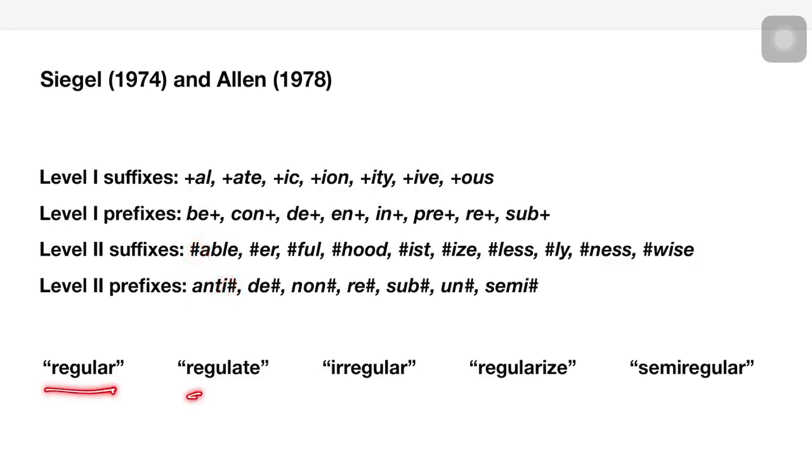The words regular and regulate have level 1 suffixes, -ar and -ate. Note that -ar is an alteration of -al because of the dissimilation phenomenon in phonology. The words irregular and semi-regular both have prefixes belonging to different levels. The word irregularize contains a level 2 suffix. What we can further observe from the examples is that those with level 2 affixes have their affixes added to words, unlike in regular. In the word regular, reg is not a word but merely a bound morpheme.